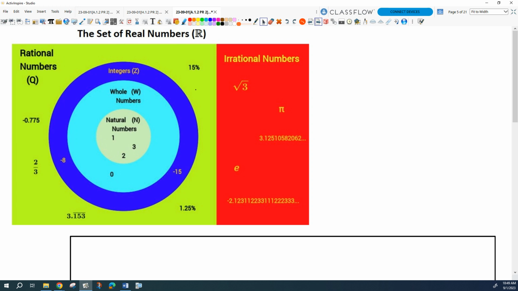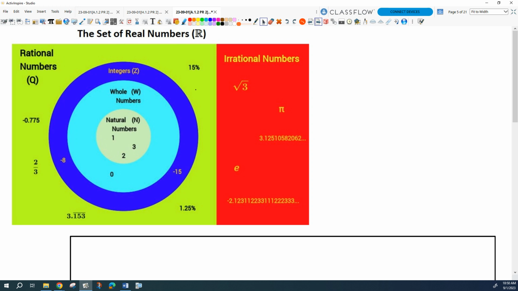So it has to be outside of the light blue set. Agreed? And then 0 has to go in that light blue region because 0 is a rational number and an integer and a whole number, but it's not a natural number. Okay? In fact, 0 is the only number that goes in that light blue region, isn't it? Right? Okay, give me 1 to 5.